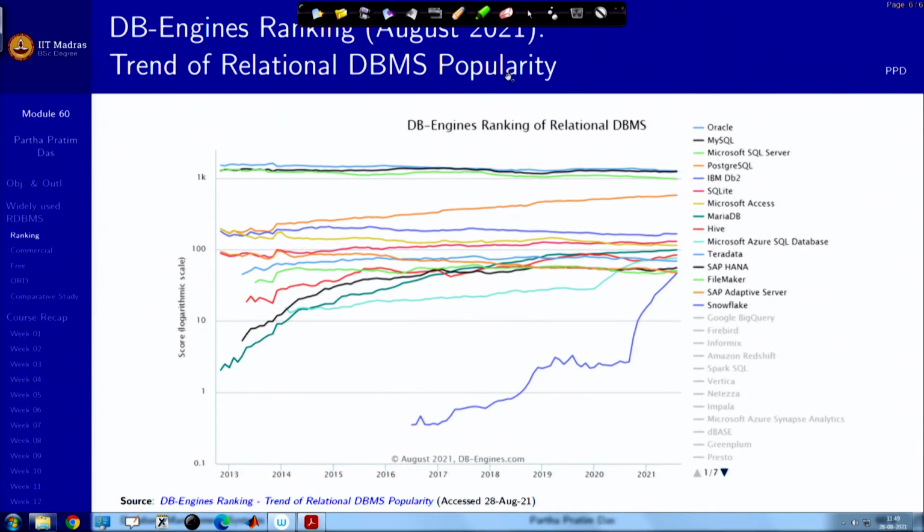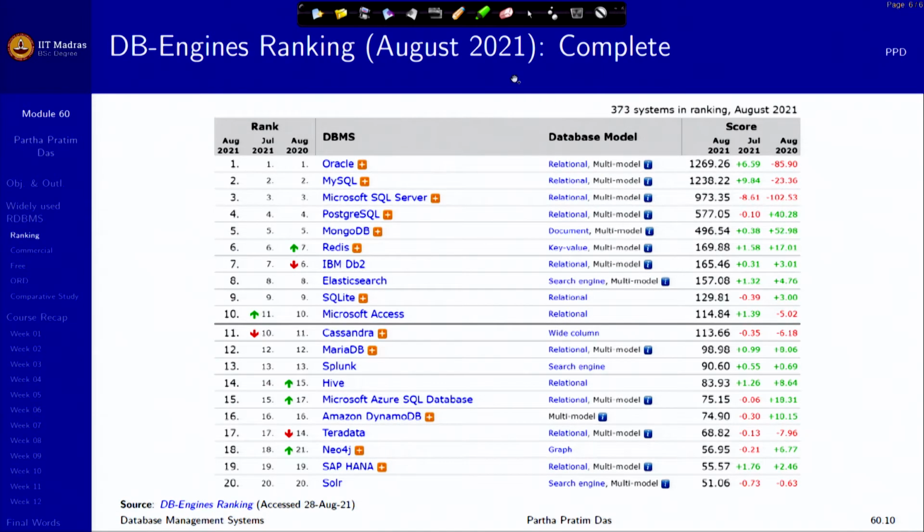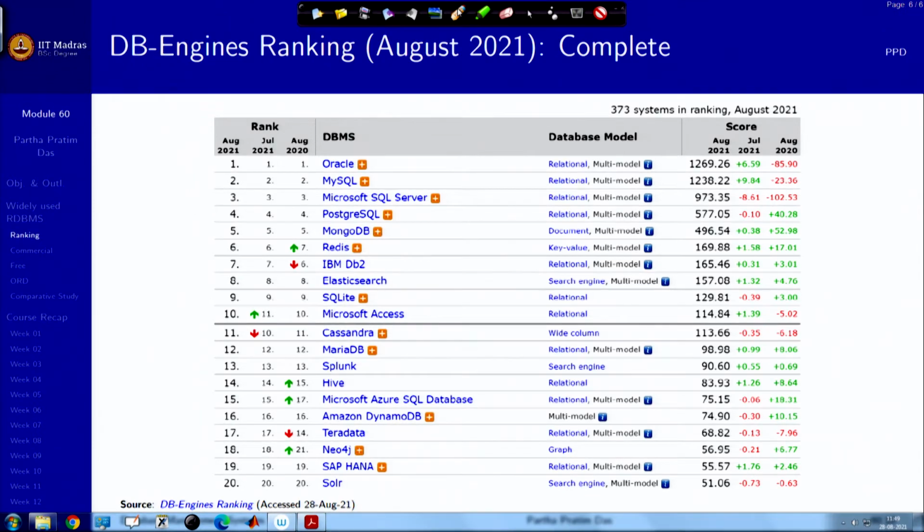Now, I will also present data on what is happening in the entire market space of databases in general, not only relational but also non-relational, including the NoSQL databases. This is the data of 377 systems. We are just presenting the top 20. The site has the entire list as of the current month, August 2021, and you can see that the top 4, Oracle, MySQL, SQL Server, Postgres, are still relational databases. So, you can see the dominance that still goes on.